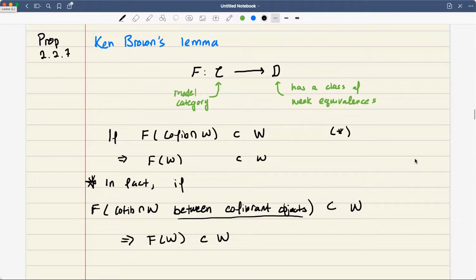But he strengthens it even more and says, okay, we don't need all acyclic cofibrations to be going to weak equivalences. We don't need to check that all of them do. We just need to check that the acyclic cofibrations between cofibrant objects go to weak equivalences. And then somehow magically, this really controls where the entire class of weak equivalences goes. It really forces that entire class to go to weak equivalences.